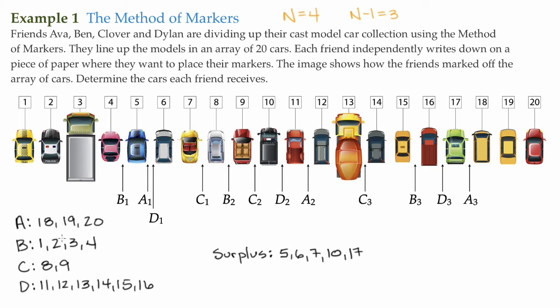And if we count up all these digits here, there should be 20 digits. Of course, there's 20 cars. So these are the cars that each player is going to get. And this is the surplus. Now, the surplus can be divided amongst the players however they choose. They could do it randomly, or they could just go ahead and decide who gets them. That's not as important as who gets the surplus as it is to determine what the surplus is. But there we go.